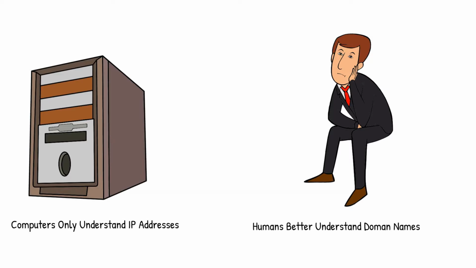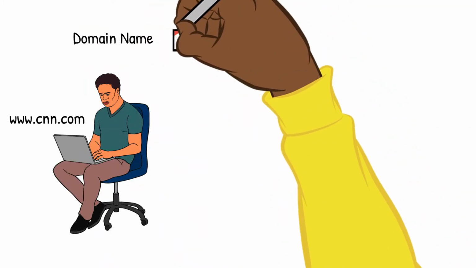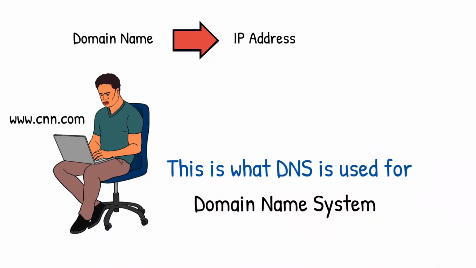Well, let's see. So the minute you open your web browser and you type in CNN.com, for example, which is a domain name, something in the background begins to happen on your computer. Your computer is going to attempt to resolve that domain name into an IP address. The only way that can be done is if your computer knows the IP address that is mapped to that domain name. And that is what DNS, the domain name system, is used for.